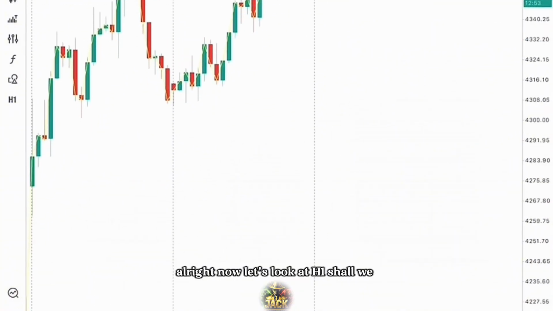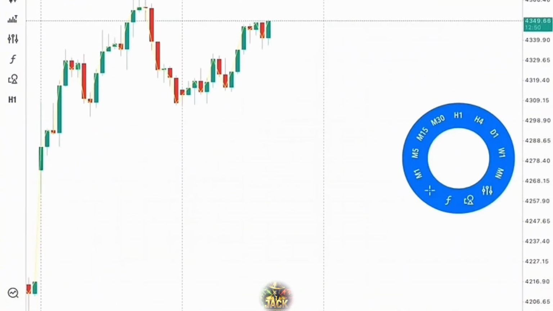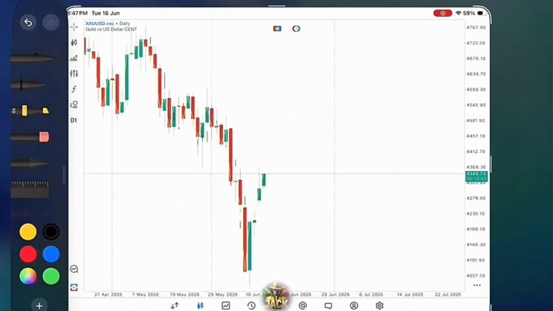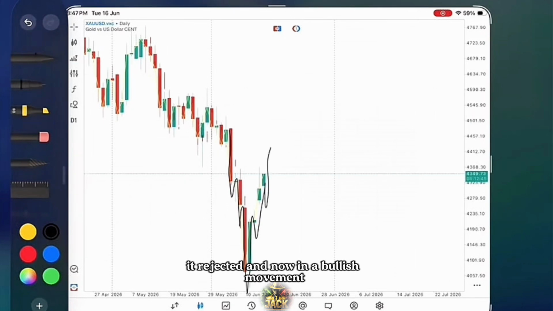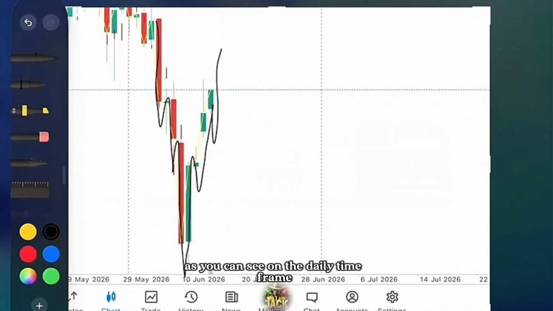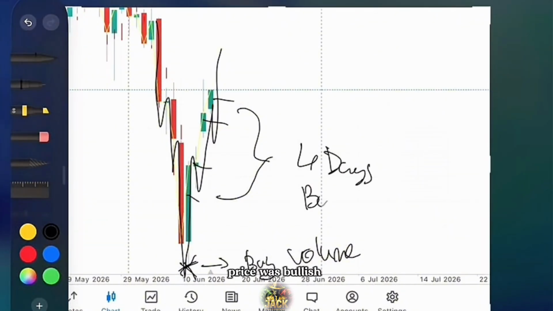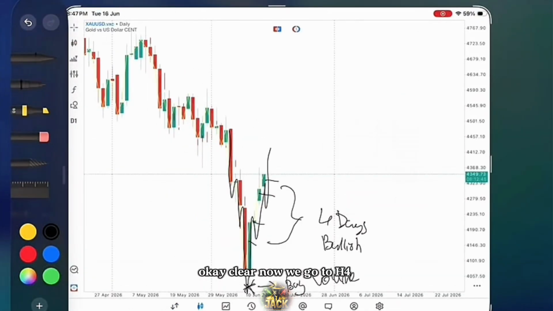Alright, now, let's look at H1, shall we? Let's look at daily first, alright? So, as you can see, daily, from a bearish movement, it rejected and now in a bullish movement. As you can see, on the daily time frame, we have our buy volume. This is what we call buy volume. Now daily we have buy volume. As you can see, 1, 2, 3, 4. For 4 days, price was bullish. Okay, clear?